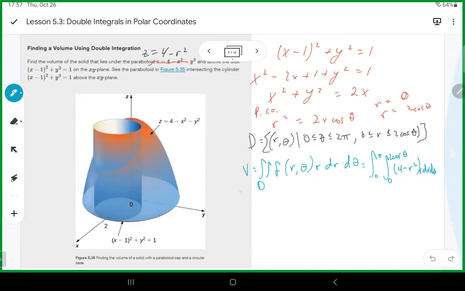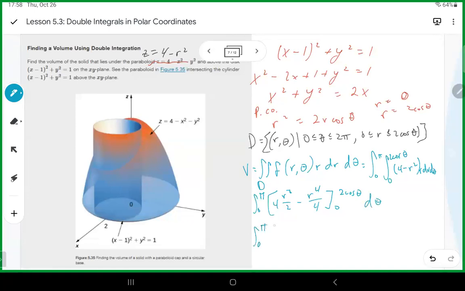So we're going to have the integral from 0 to pi of 4r squared over 2, no, sorry, over 2, I was right, minus r to the 4th over r, times cosine theta d theta.